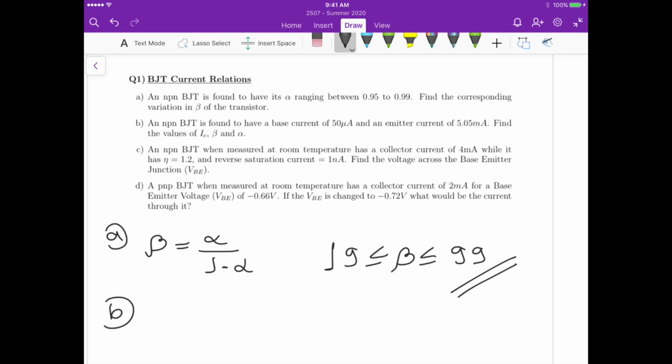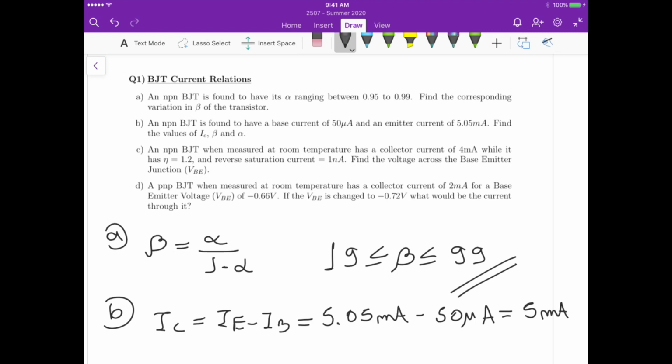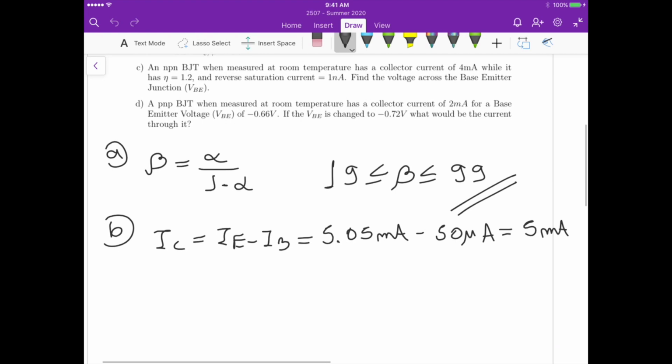So first we know that the collector current is equal to the emitter current minus the base current. So this gives us 5.05 milliamperes minus the 50 microamperes, and that's equal to 5 milliamperes. Okay, now from these current values, we know IB, we know IC, we know IE. We can calculate the beta and alpha.